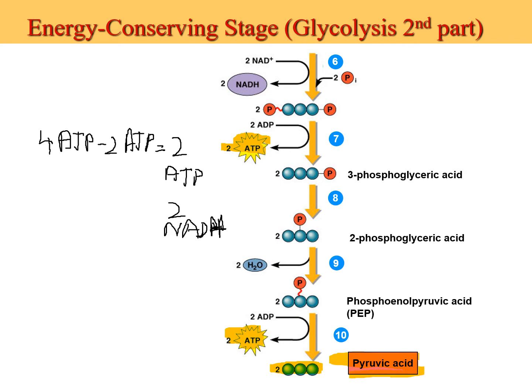So pyruvic acid has 3 carbons. We started with one 6-carbon molecule, a glucose, and ended up with 2 3-carbon pyruvic acid molecules. 2 times 3 is 6, right? Okay, we go from a 6-carbon molecule to 2 3-carbon pyruvate or pyruvic acid molecules in the oxidation of glucose during glycolysis, and we have production of 2 ATPs and 2 NADHs.